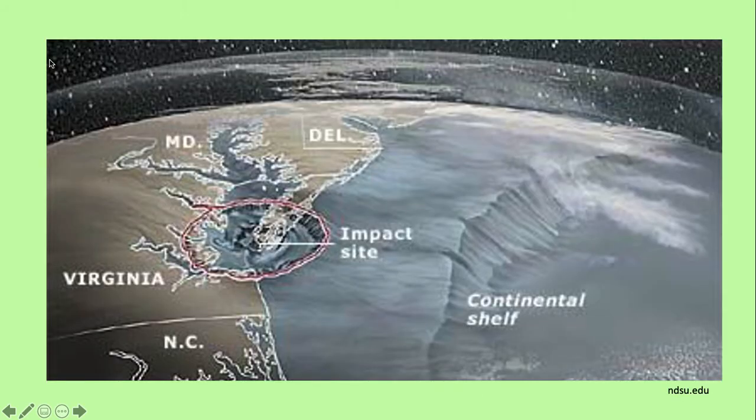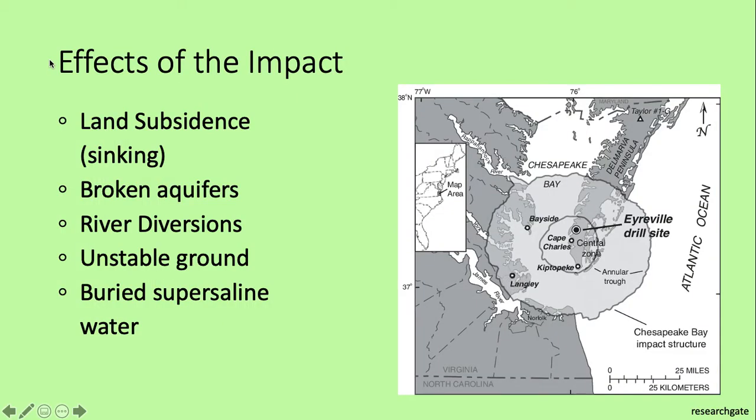So here's a map of the area impacted by the crater. And effects of the impact include land subsidence, that's sinking, broken aquifers, river diversions, unstable ground, and buried supersaline water. Back in the day, when the meteor hit, the ocean was a little saltier.